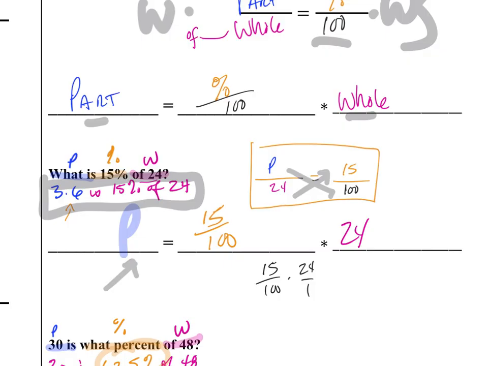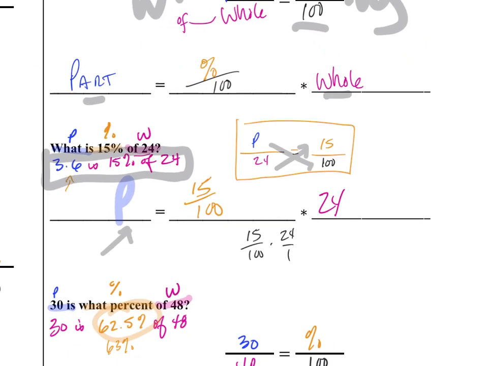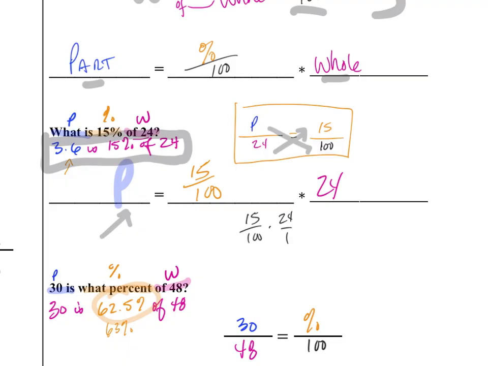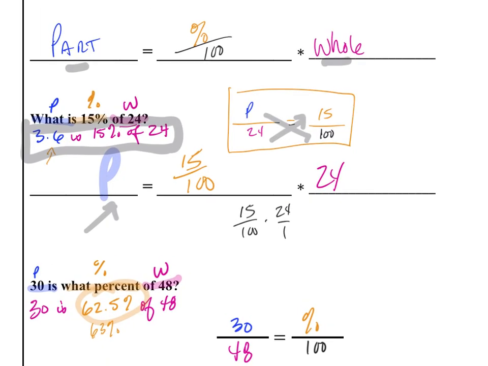But if you still don't understand the percent equation and you went through it and did your best at it, then use that proportion, because the proportion will always get you the answer if you do it right. Remember, you're going to show your cross product equation. So if I was looking at this one here, what is 15% of 24?